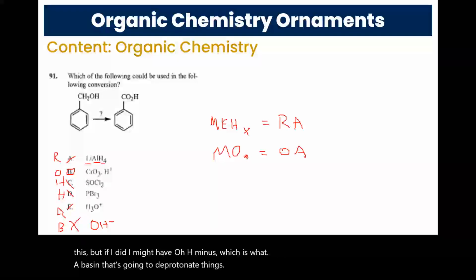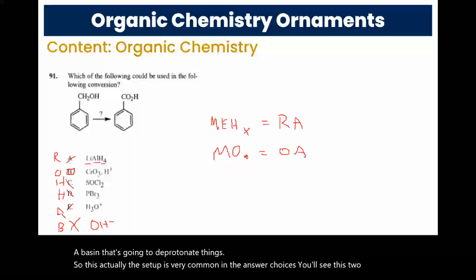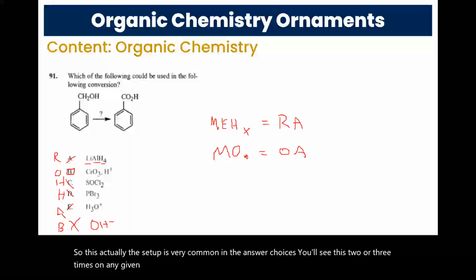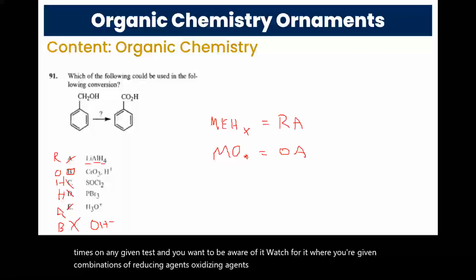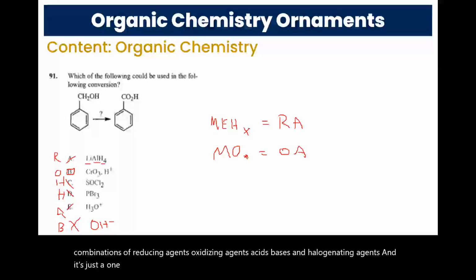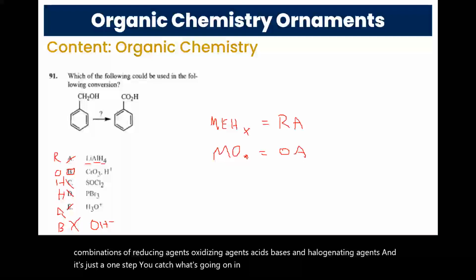So this setup is very common in the answer choices. You'll see this 2 or 3 times on any given test. You want to be aware of it, watch for it, where you're given combinations of reducing agents, oxidizing agents, acids, bases, and halogenating agents. And it's just one step: you catch what's going on in the reaction and pick the correct reagent.